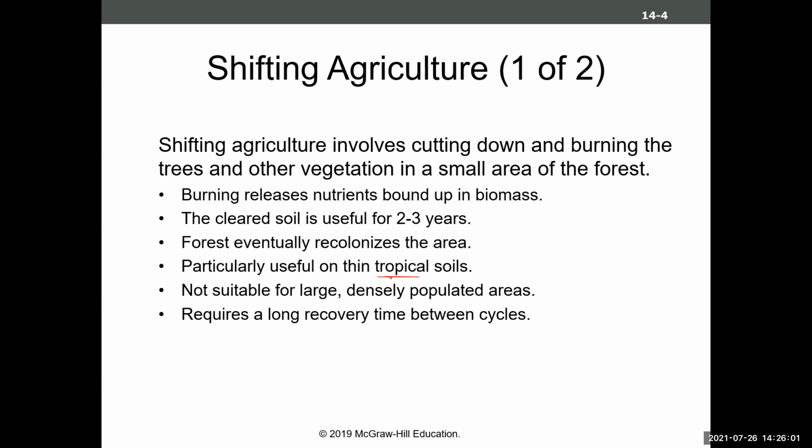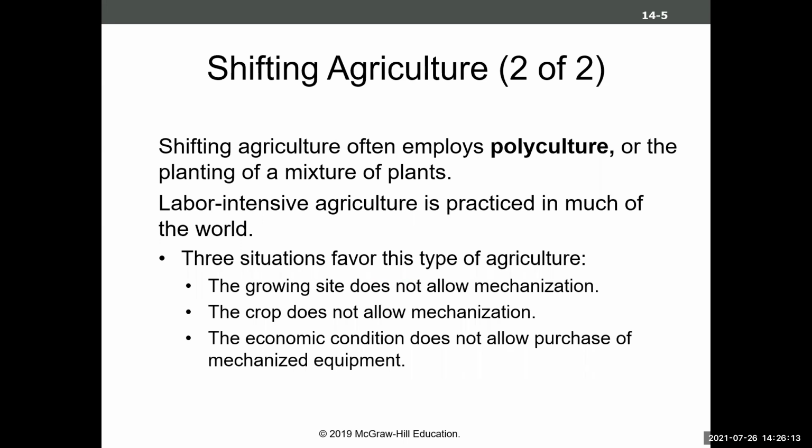However, it's not suitable for large, densely populated areas because again, you're only producing so much from this type of farming. And the shifting agriculture method employs what's known as a polyculture, where you're growing a mixture of crops and plants. The large intensive ag, mechanized ag that, say, much of the US does, is known as a monoculture. It only grows one crop on the field at a time.